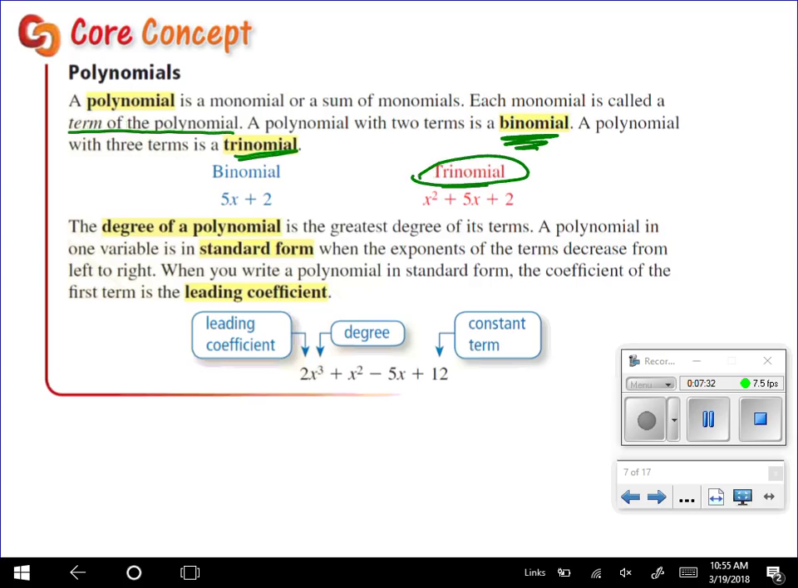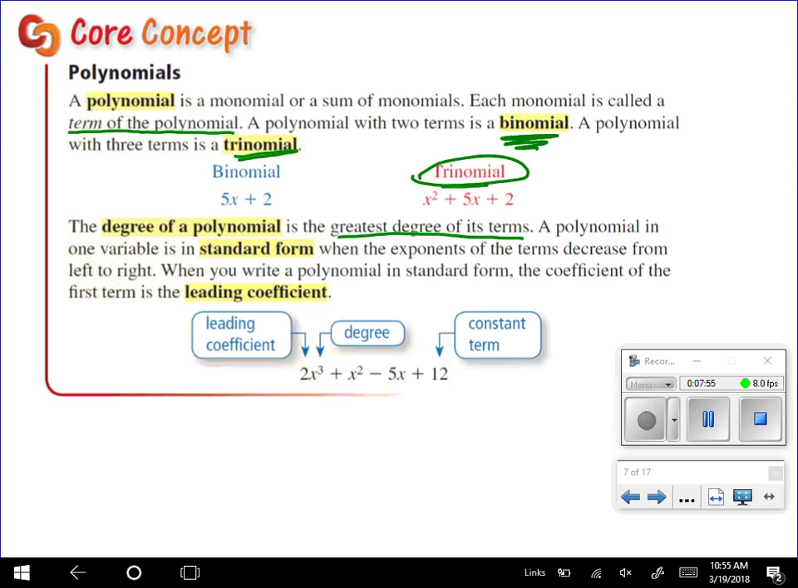Now we talked about the degrees of monomials a second ago, where we added all of our exponents together, but the degree of polynomials is a little different. The degree of a polynomial is the greatest degree in its terms. So you're not adding each one, you're just taking the greatest degree. That's the degree of your polynomial.